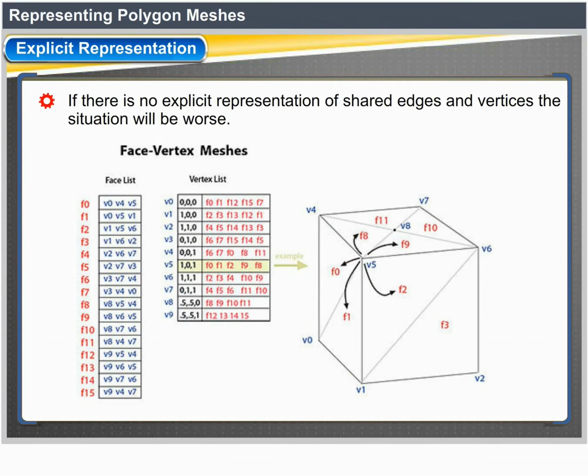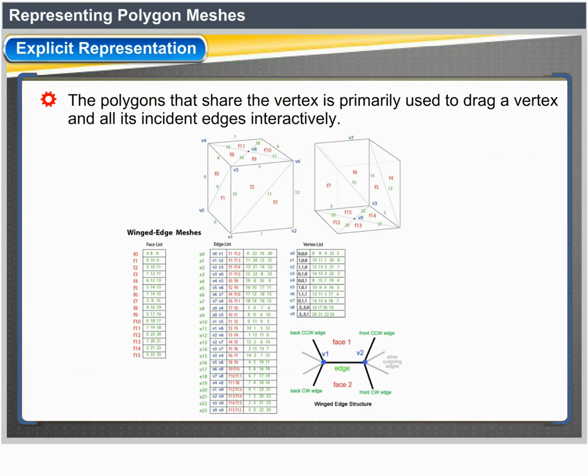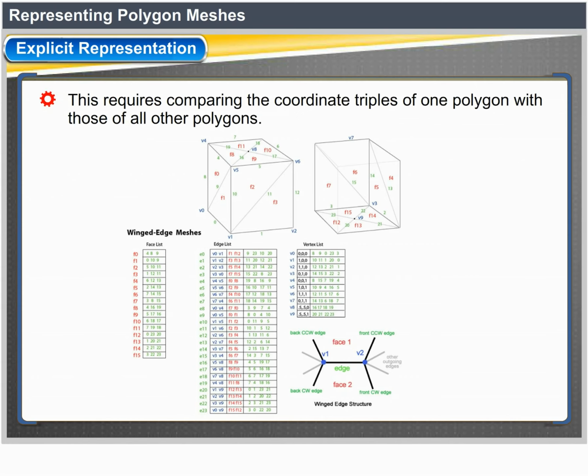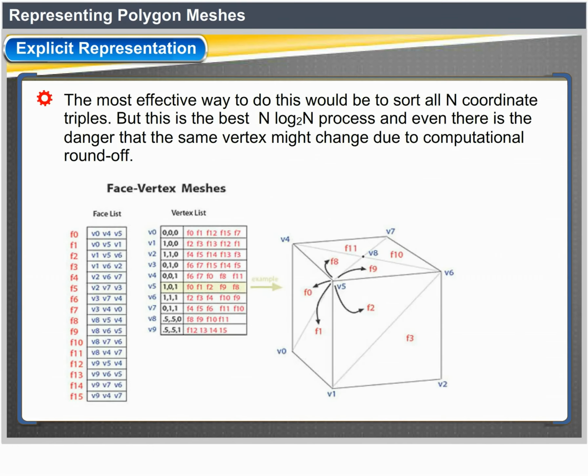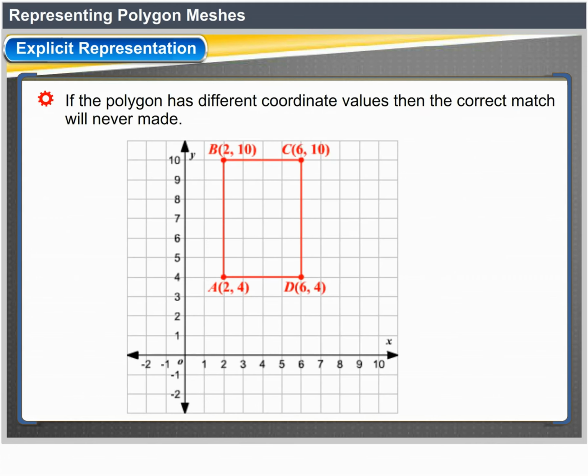For instance, to drag a vertex and all its incident edges interactively, we must find all polygons that share the vertex. This requires comparing the coordinate triples of the one polygon with those of all other polygons. The most efficient way to do this would be to sort all n coordinate triples, but this is at best an n log n process, and even then there is the danger that the same vertex might, due to computational roundoff, have slightly different coordinate values in each polygon, so a correct match might never be made.